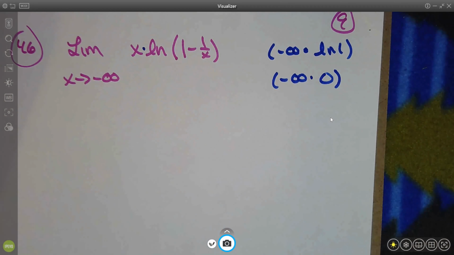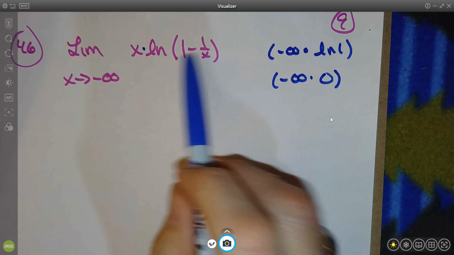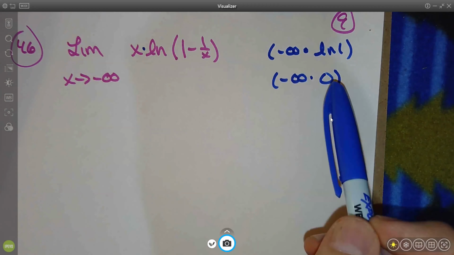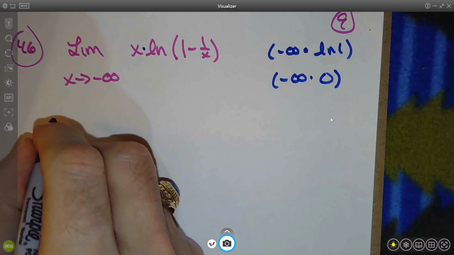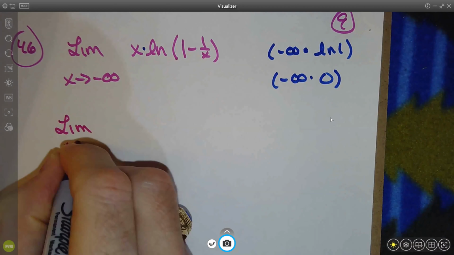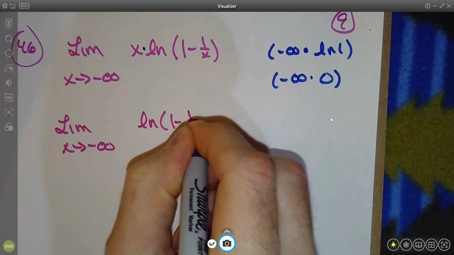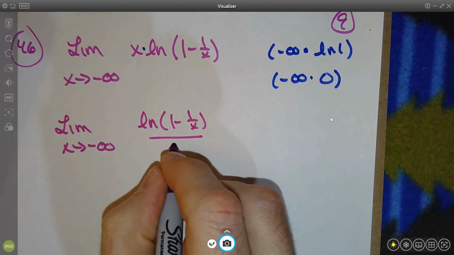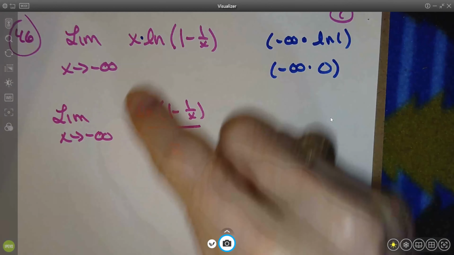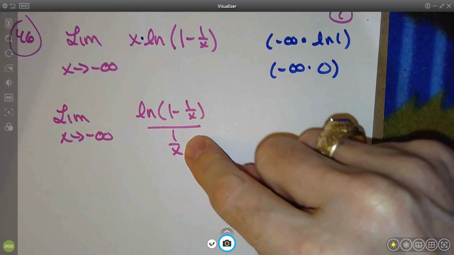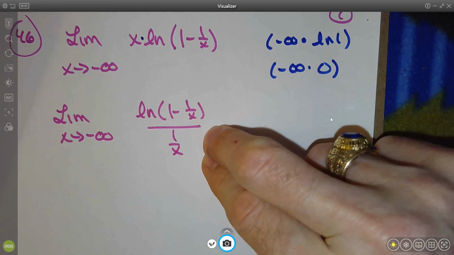I want to use L'Hopital's rule, but in this current form, I can't. I don't have 0 over 0 or infinity over infinity. So I'm going to play a little trick on my problem. I'm going to rewrite the limit as x approaches negative infinity of ln of 1 minus 1 over x divided by 1 over x. Now, can you see what I've done? I'm dividing by the reciprocal. If you invert and multiply, that'd be like multiplying by x.